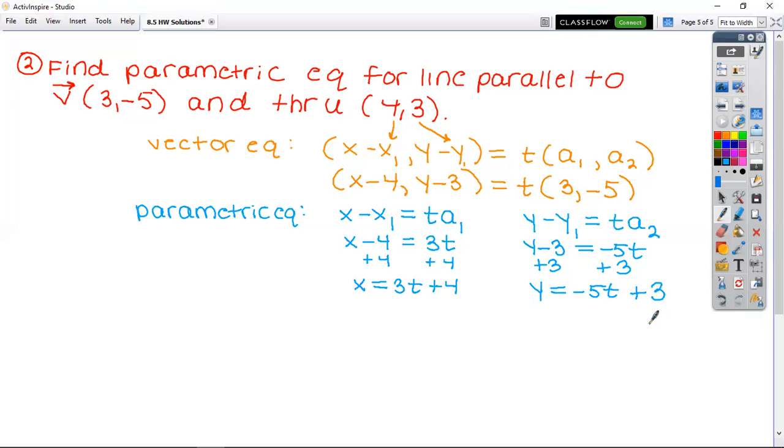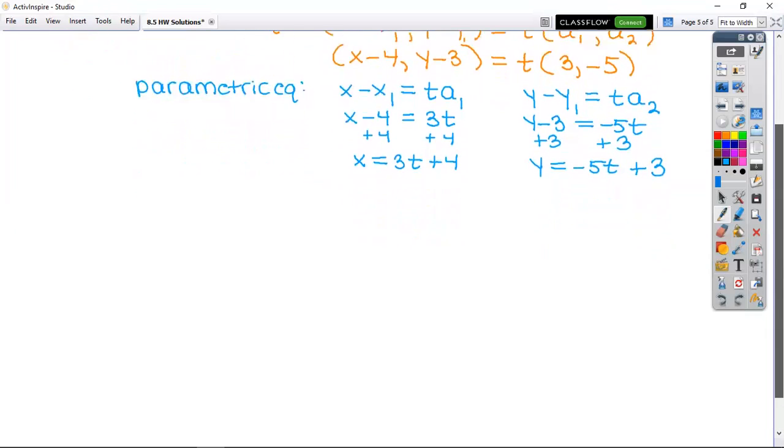Okay. How are those, okay? Again, when you're asked for parametric, you're going to have to first start with that vector equation. All right, so next type. This one's a little bit different.